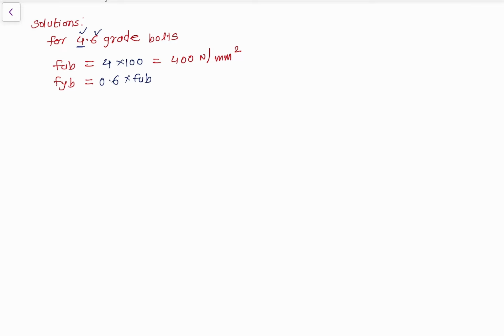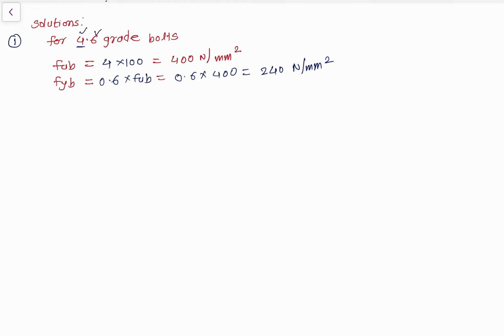Now you have calculated FUB, so you need to put it over here. It will be 0.6 into 400, which gives 240 Newton per mm square. I hope you understand this. So this is step number 1, to calculate the grade values FUB and FYB.